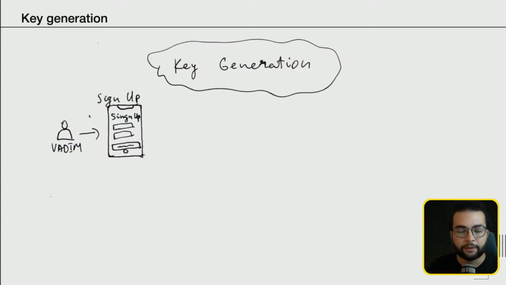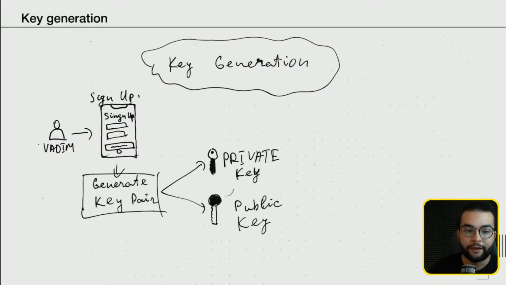So for example, the use case is the next one. A user enters the application, he creates an account. In the process of creating an account, the mobile application, the phone, will generate a key pair. A key pair consists of a private key here on the top and a public key here on the bottom. Now, what should we do with these keys?